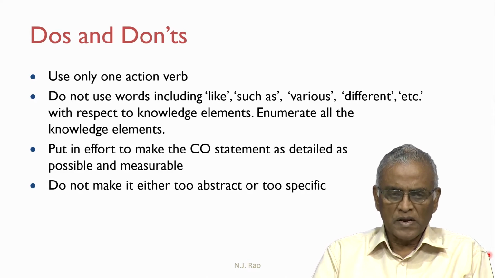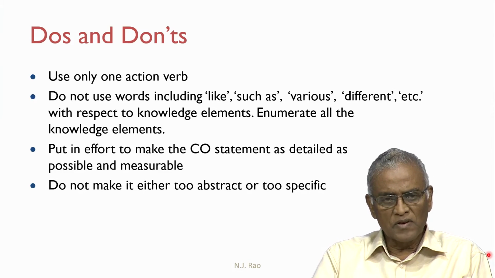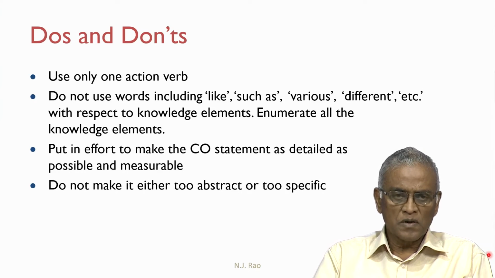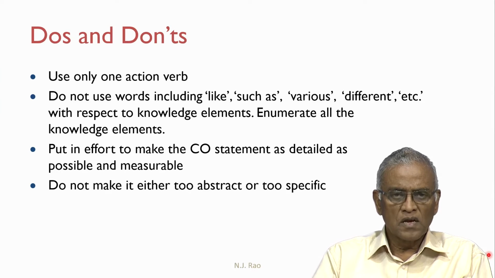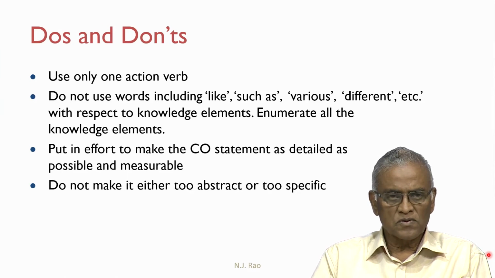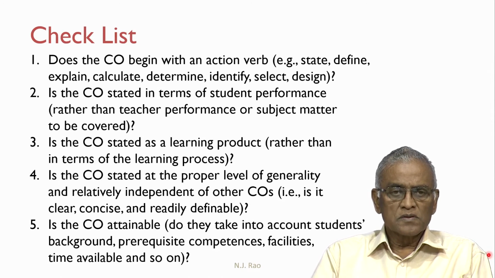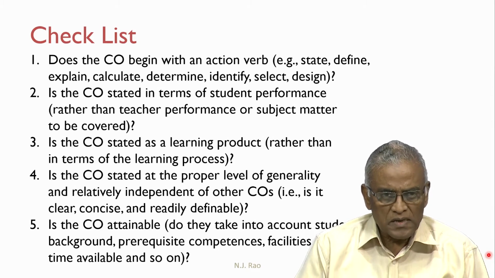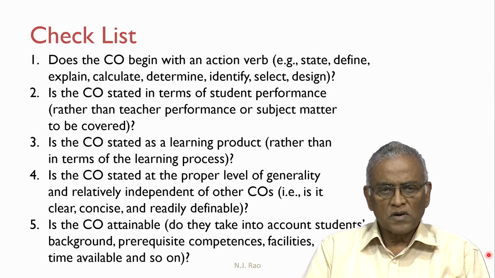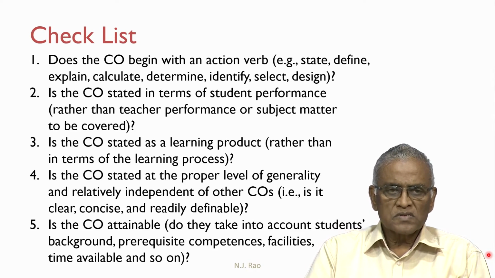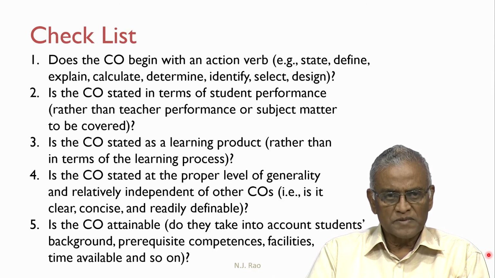If it is too abstract, that is at a very high level, the student will not be able to understand clearly what he is expected to learn. So, these are do's and don'ts of writing a course outcome. In addition, there is also a checklist. That is, having written a course outcome statement, you just religiously go through this checklist of 5 items.